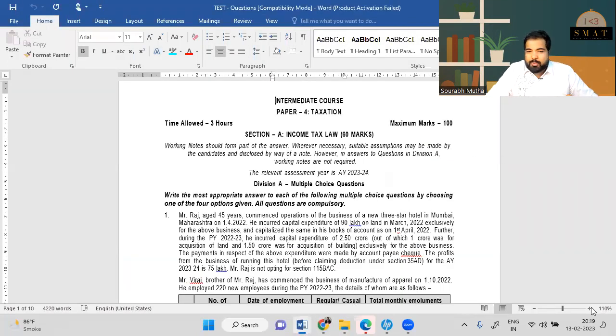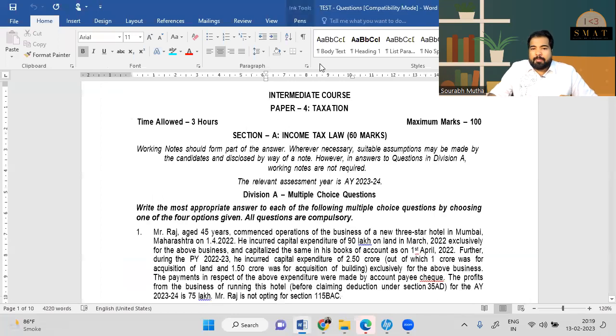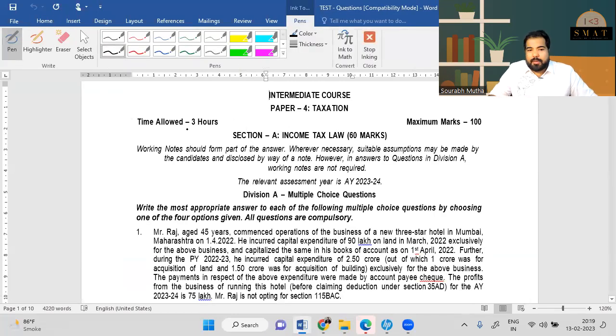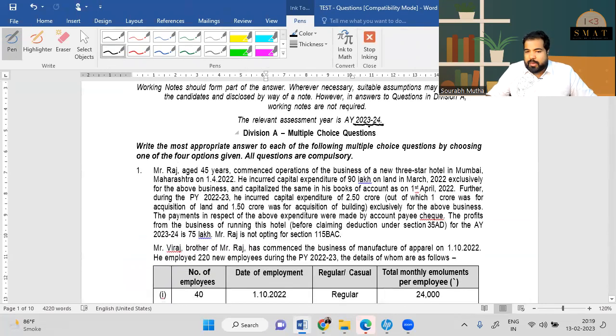All right, zooming in, guys. This was a 3-hour paper, 100-mark paper, exactly modeled on the ICAI paper, 3 hours, 100 marks. This is for the assessment year 23-24, of course, financial year 22-23.